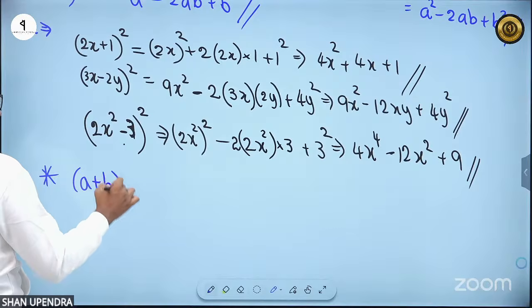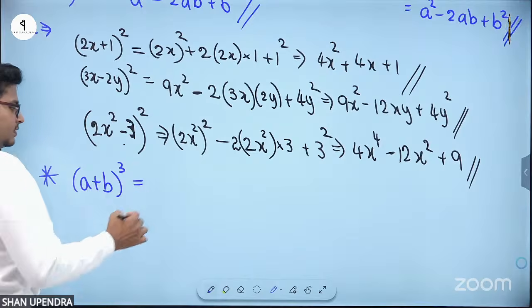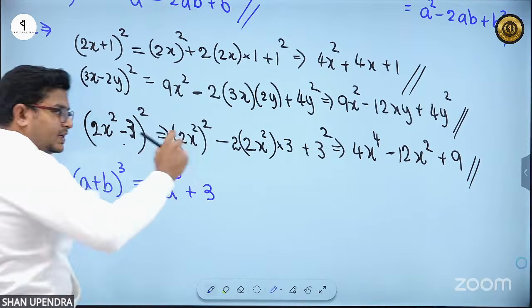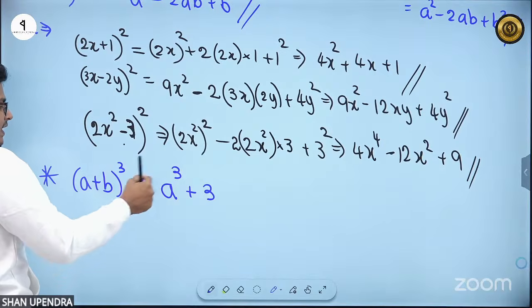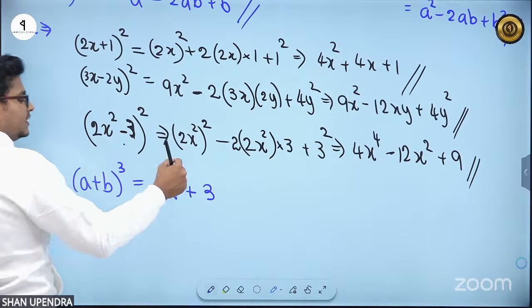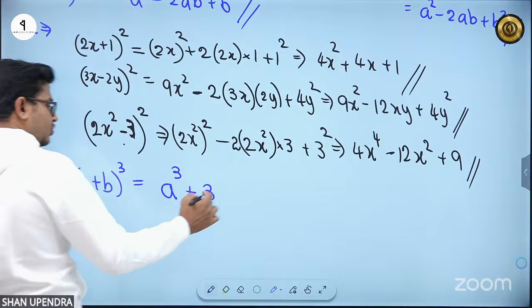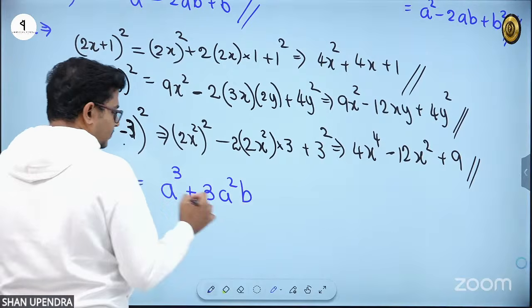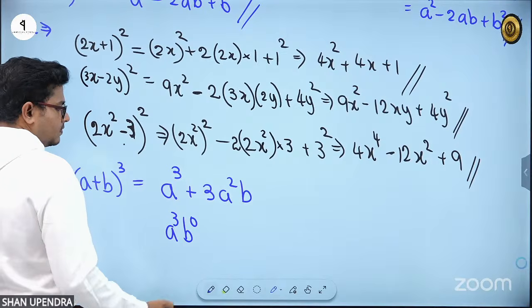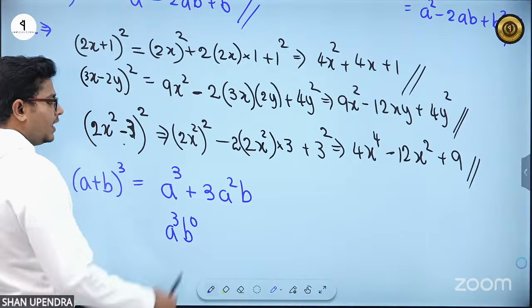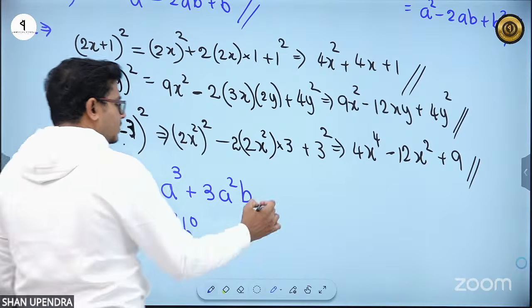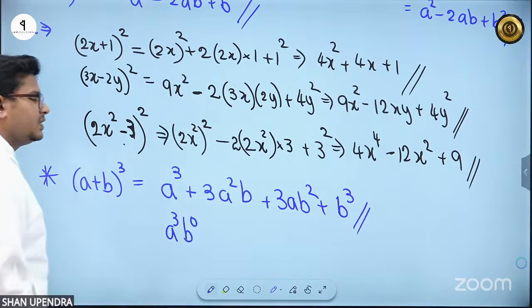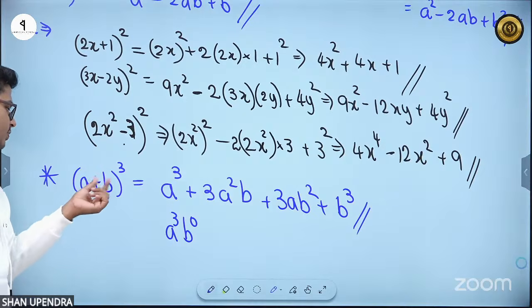Let me give you (a plus b) to the power 3. This is also a pattern. You take a to the power 3, then reduce the index of the first symbol. Let's say the first symbol is a, so a to the power 3, b to the power 0, and b to the power 0 means 1. Then 3 times a squared: you reduce the index, this is 3, this is 2, then increase the index of b. This is b1 now. Then plus 3ab squared plus b to the power 3. So this is the expansion of (a plus b) to the power 3.